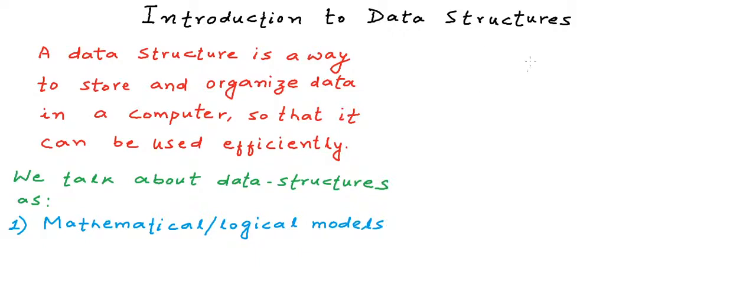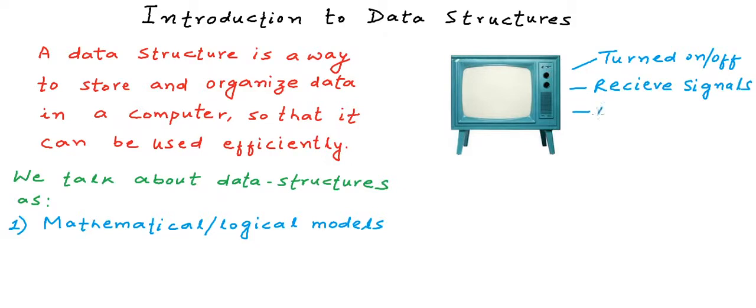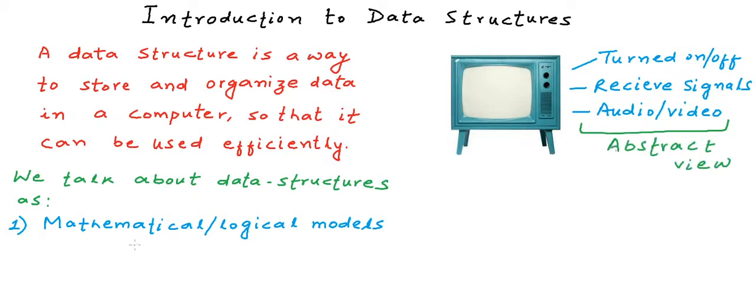Example of abstract view from real world can be something like the abstract view of a device named television can be that it is an electrical device that can be turned on and off. It can receive signals for satellite programs and play the audio video of the program. And as long as I have a device like this, I do not bother how circuits are embedded to create this device or which company makes this device. So this is an abstract view. So when we study data structures as mathematical or logical models, we just define their abstract view, or in other words, we define them as abstract data types.